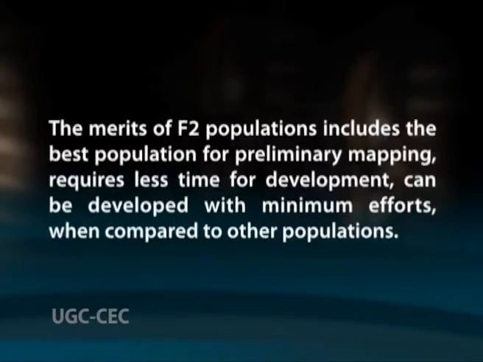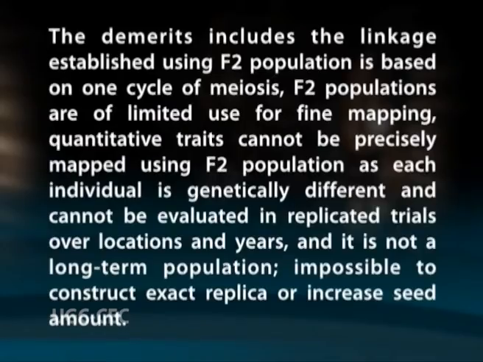The merits of F2 populations include that it is the best population for preliminary mapping, requires less time for development, and can be developed with minimum effort when compared to other populations. The demerits include that the linkage established using an F2 population is based on one cycle of meiosis.